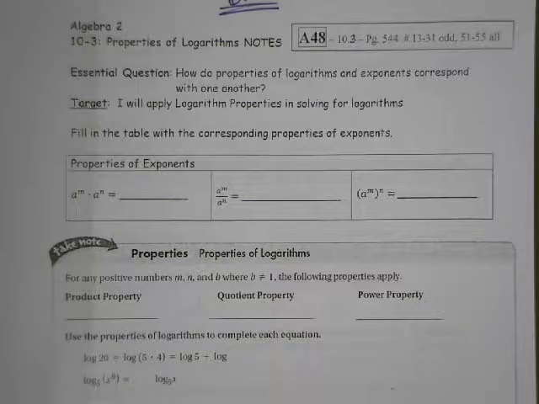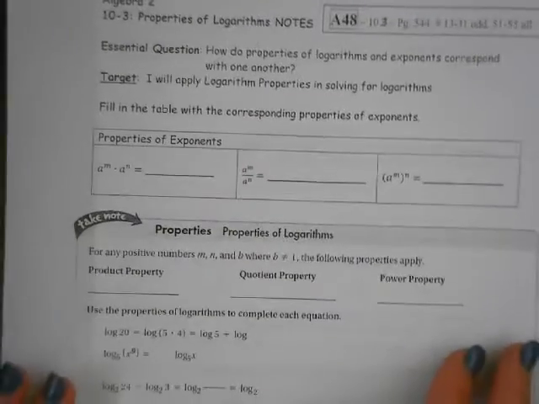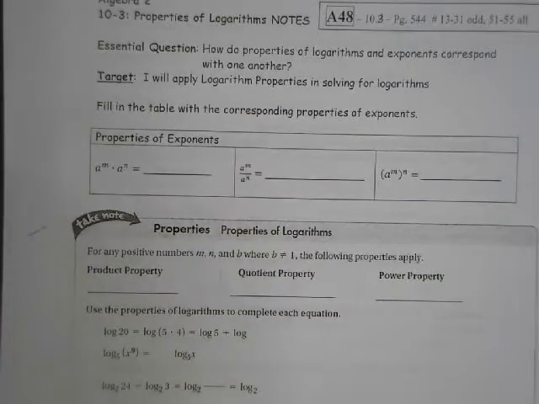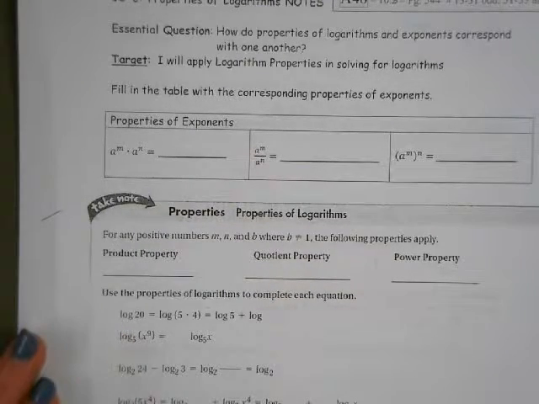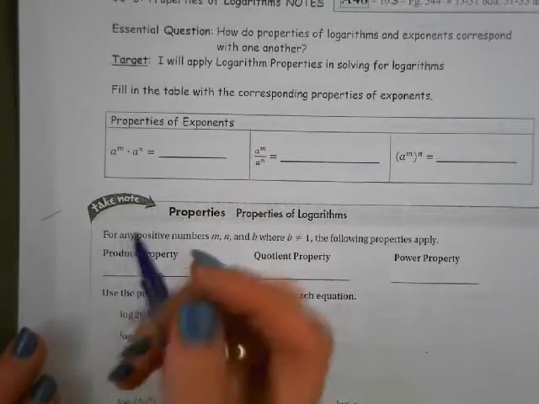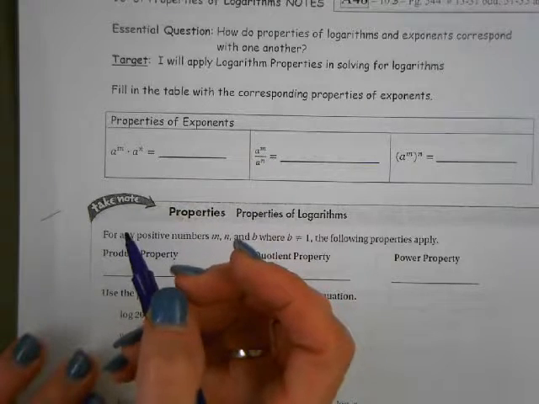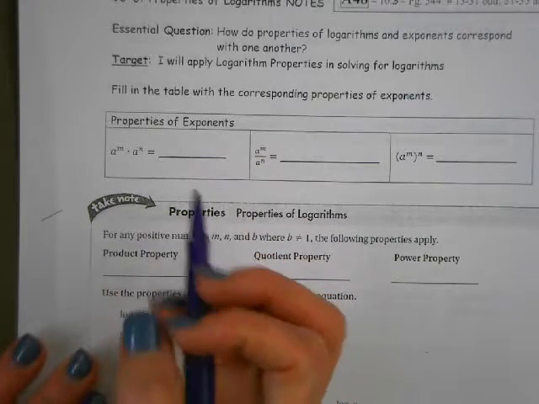Because logarithms and exponents correspond with one another, we can use properties similar to exponents with logarithms. So we're going to refresh our memory on what those are. It's like the 3rd time you've seen it this year, so hopefully this will stick. If you have 2 bases raised to exponents and you're multiplying them, what's the rule of exponents when you're multiplying 2 bases together?